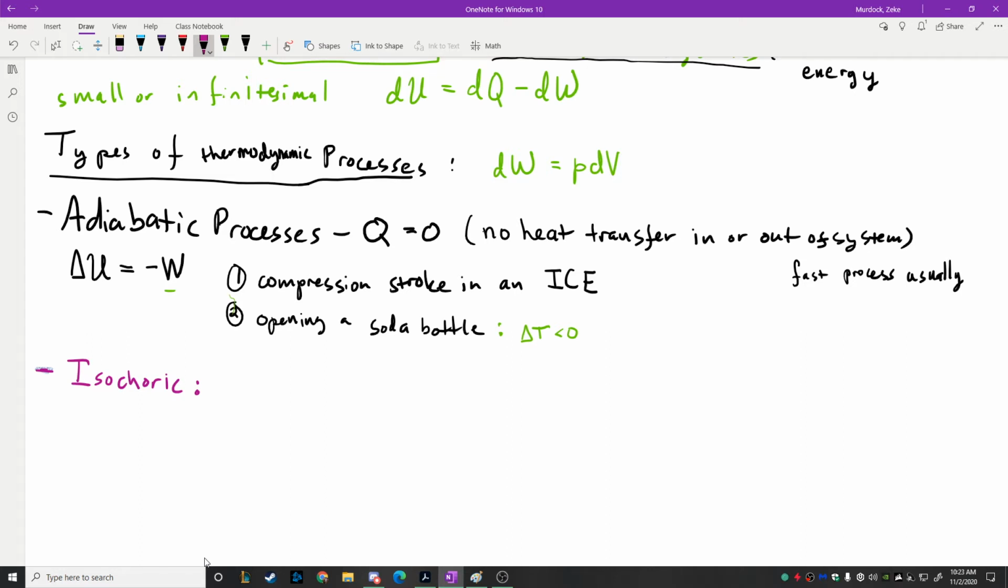You know, actually, opening a freezer is probably an adiabatic process as well. Because right when you open it, you see all of the gas inside expand out. For isochoric, is it a constant volume? Yeah, that's exactly right. This is a constant volume process.